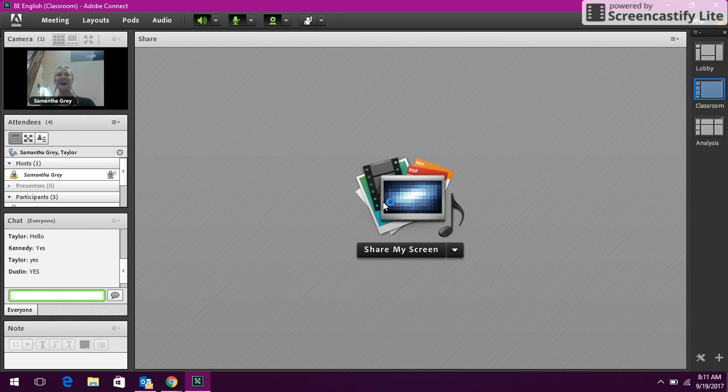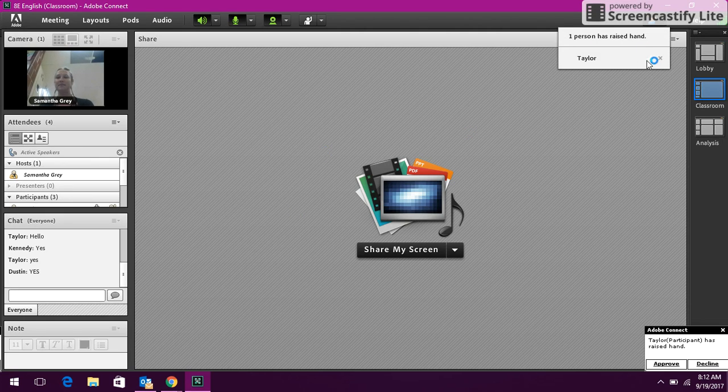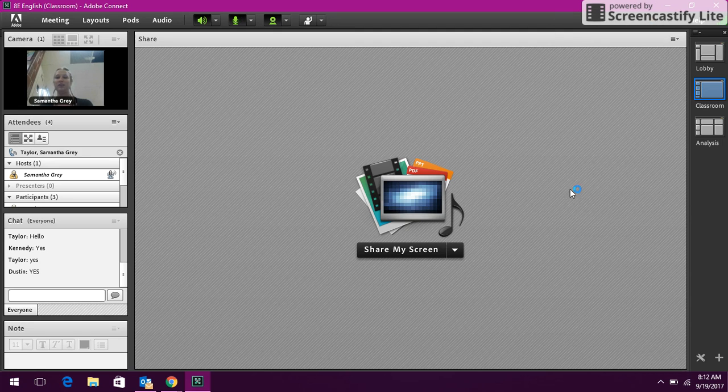Good. Okay, we're going to pick up where we left off yesterday with our word morphology unit. So yesterday we finished root words, and then today we're going to start prefixes. So somebody just give us a reminder of what a root word is. Okay, Taylor. It's a smaller word within a bigger word.